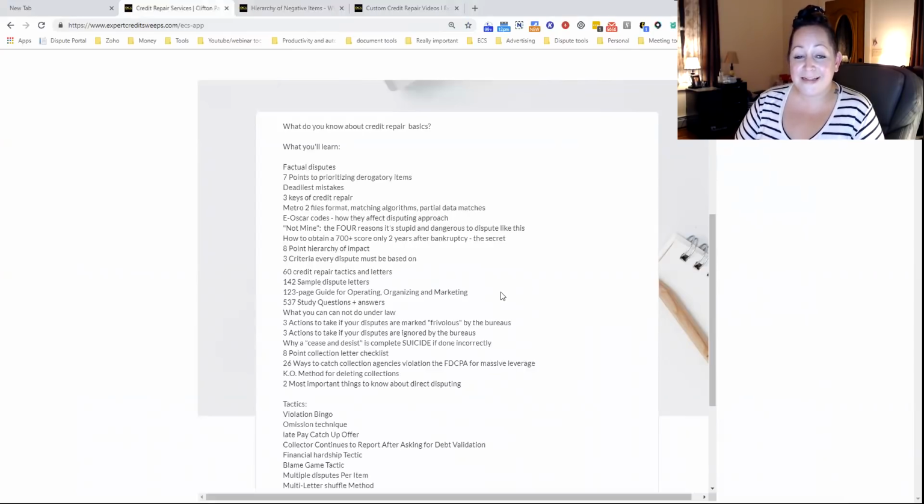60 credit repair tactics and letters, 142 sample dispute letters, a 123-page guide for operating, organizing, and marketing, 537 study questions and answers, what you can and cannot do under law, 3 actions to take if your disputes are marked as frivolous by the bureaus, 3 actions to take if your disputes are ignored by the bureaus, why a cease and desist letter is complete suicide if done incorrectly. And that part is actually very, very simple.